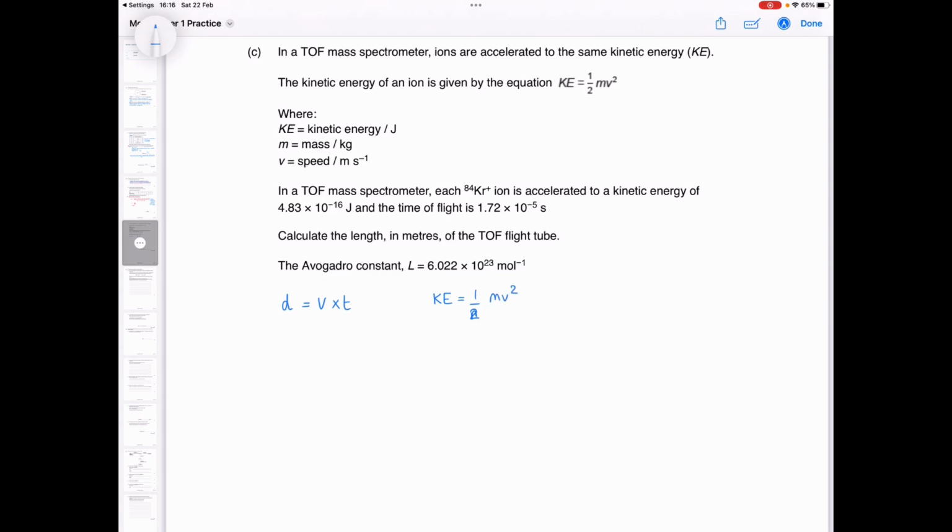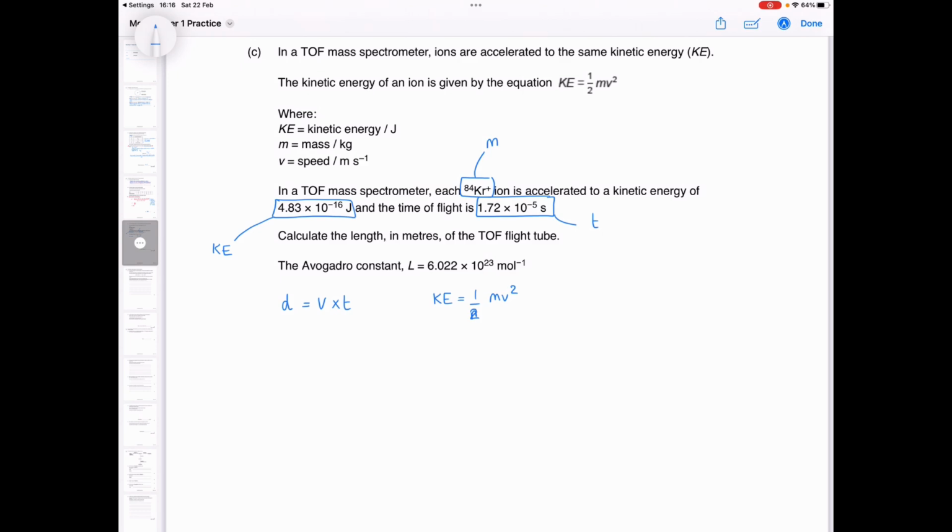And so what we're going to want to do is, we've been given Ke, that's here. We've been given the time of flight, so we've been given T. And we've effectively been given the mass because we know it's an 84 krypton plus ion. So we've got M there, we've got T here, we've got Ke here. So we're going to use these to calculate the velocity and then use the velocity to calculate the distance.